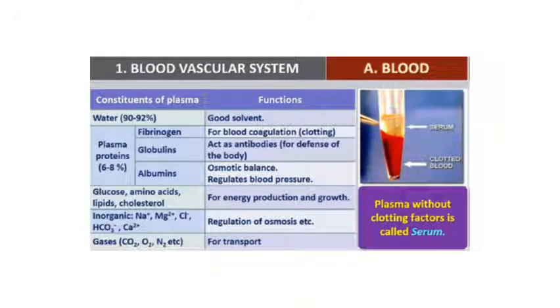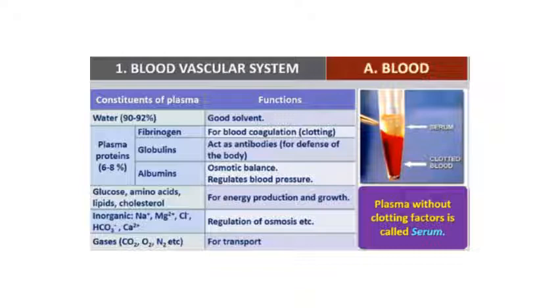So let us look at the functions of plasma. Plasma is responsible for clotting. Whenever we get a cut, we observe that after some time our blood stops coming out. That is called clotting. When the lab technicians collect our blood, they remove the clotting factors. When they remove the clotting factors, we call it serum.